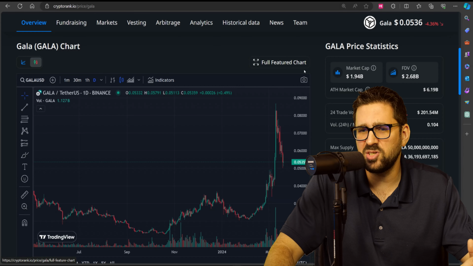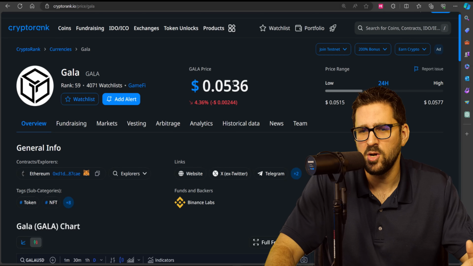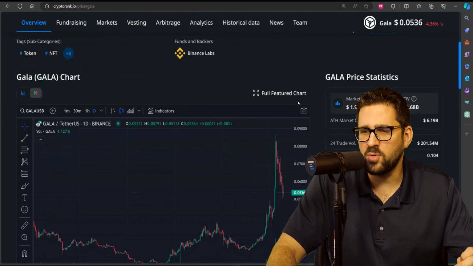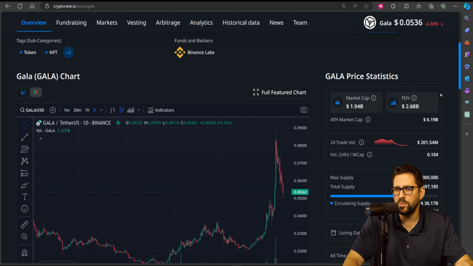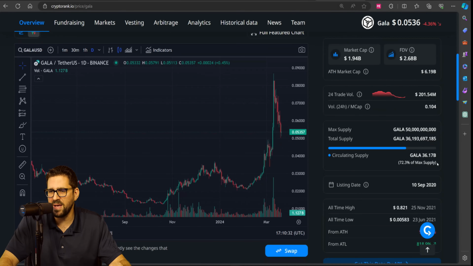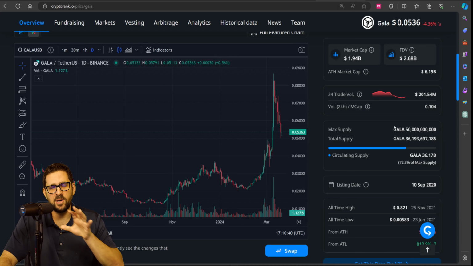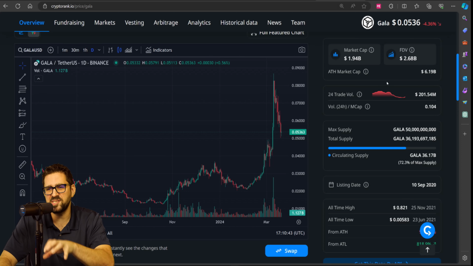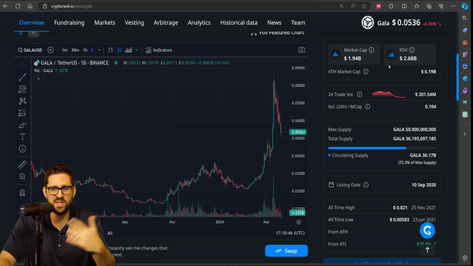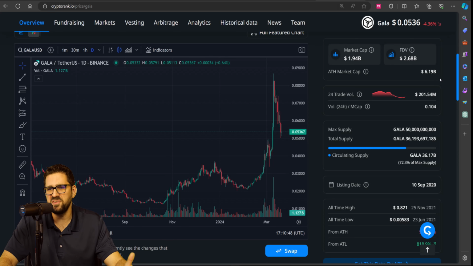Taking a look at the Gala token here, we're currently sitting at 5.3 cents, ranked number 59, according to CryptoRank.io, with a fully diluted market cap of $2.68 billion. You have a max capped supply of 50 billion, meaning, see, total supply is different. Max cap means there will never be more than 50 billion Gala in existence with this contract. Now, of course, that can change if they decide to change the contract or maybe upgrade to a V2. I don't see that happening, but hey, never say never. And out of that 50 billion, you have 36.17 billion already circulating, which is around 72.3%.